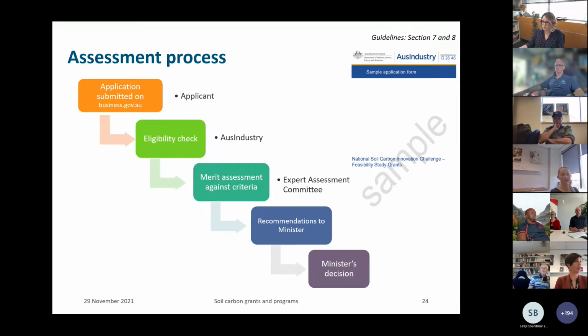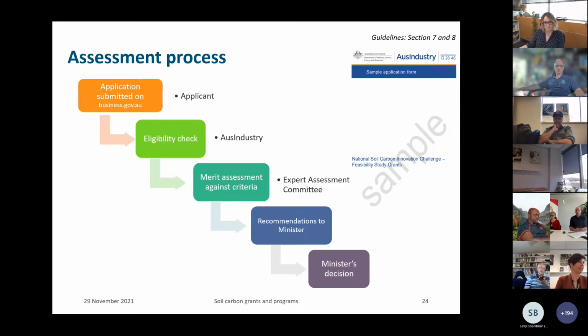Once your application is submitted, we move on to an eligibility check. AusIndustry will review your application against the eligibility criteria and the guidelines, and then if it is eligible, it will be assessed against the assessment criteria. This merit assessment will be undertaken by an expert assessment committee. They will look at your application and assess it based on how well it meets the criteria, how it compares to other applications, and whether it provides value for money.